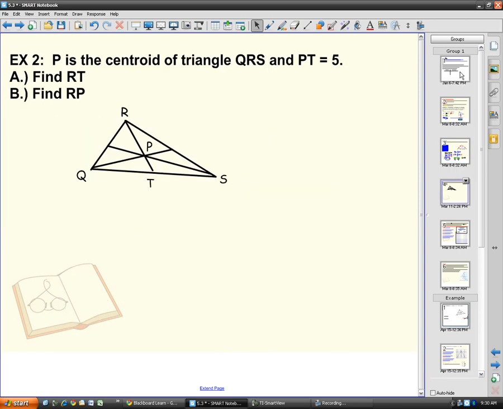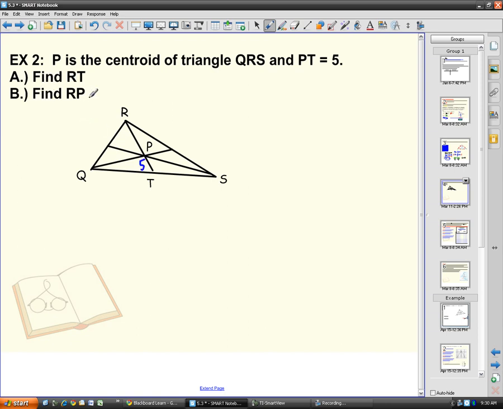So in example 2, it says P is the centroid of the triangle QRS. So again, these are medians. RT is a median, QP is a median. So let's see, we've got R, S, Q. We have RP. We don't need any other points, so that's okay. So we're saying that PT, the little side down here, is 5. And we want to find RT and RP.